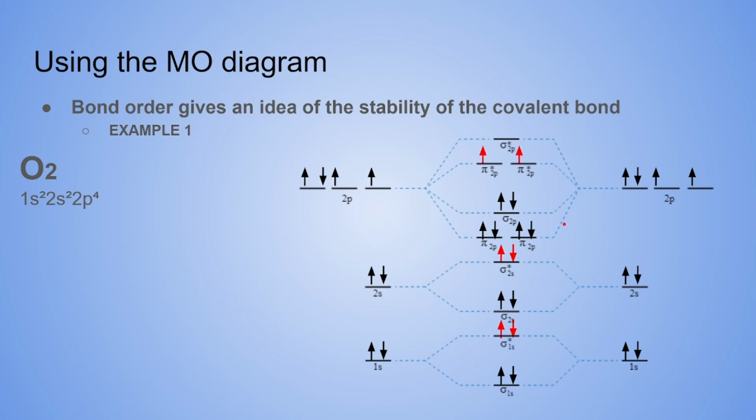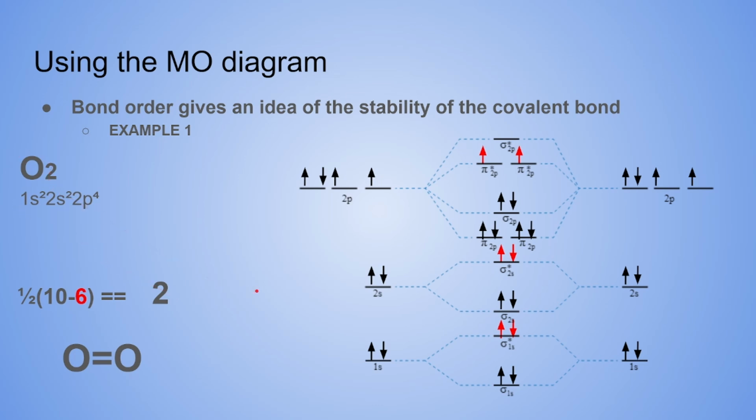So now this is where we are going to be using our bond order equation, which was 1/2 times the bonding orbitals minus the antibonding. So we have 1, 2, 3, 4, 5, 6, 7, 8, 9, 10 bonding, and 1, 2, 3, 4, 5, 6 antibonding. So putting that into the equation is going to give us 2, which means that there's a double bond between the two oxygens.